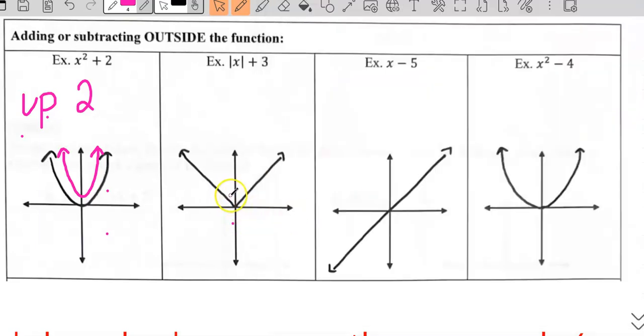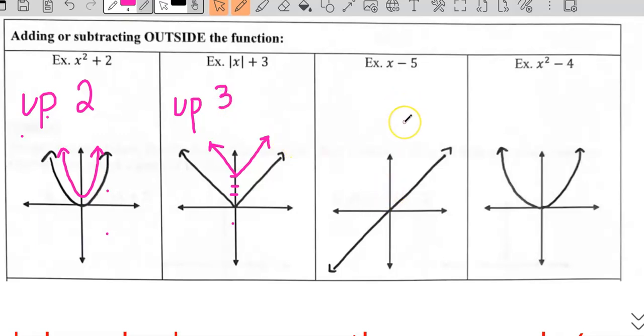So on my paper, if you want to do 1, 2, 3, and draw a V and get more specific, that is totally up to you. Or if you just want to draw a V that was moved up. Then we're going to add some words. Hey, this graph was moved up 3.